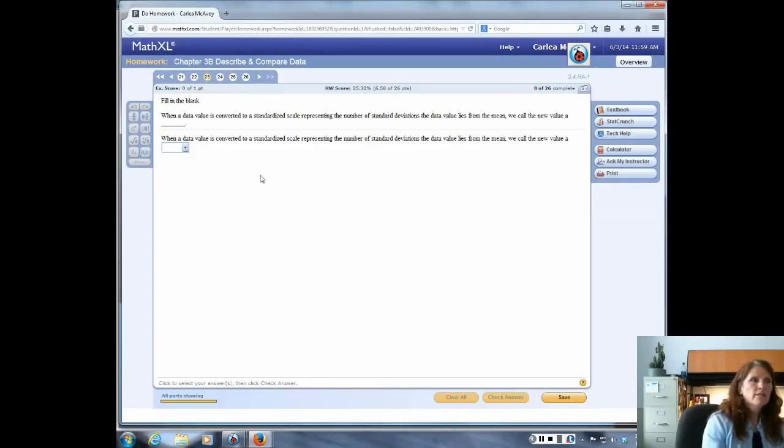When a data value is converted to a standardized scale representing the number of standard deviations the data value lies from the mean, we call the new value a blank. We just did this. It's a standard deviation with a sign attached to it. Once you attach a sign to a standard deviation, we call it a z-score. That should be our choice in there.